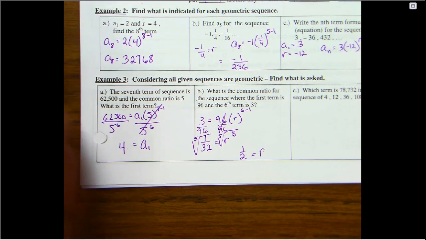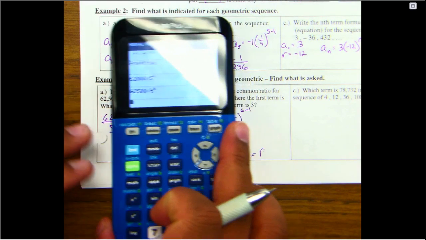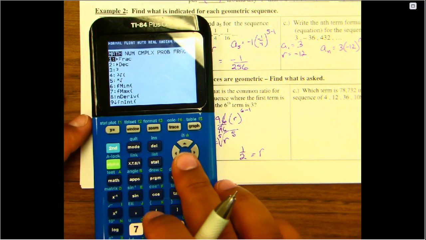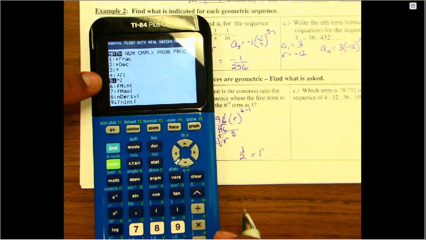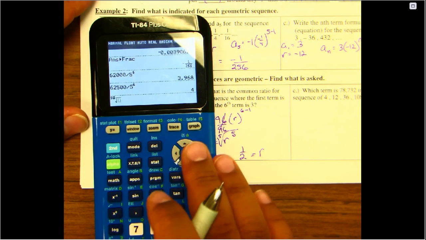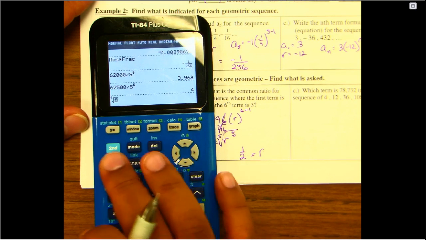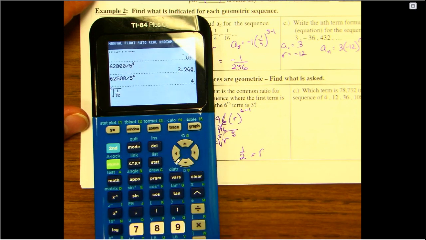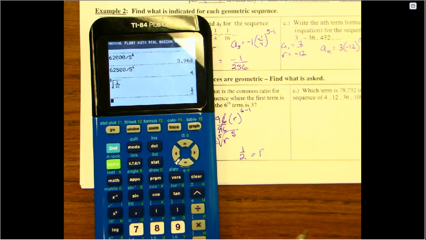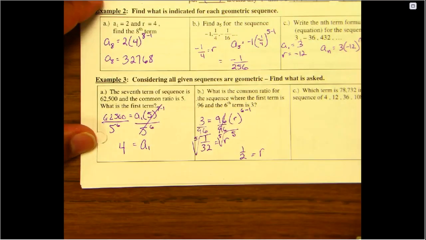If you don't know how to take the 5th root in your calculator, you hit math, come down to number 5 where it has the x and the root symbol. Put a 5 in the top and your fraction in the bottom. And you get 1/2. Any questions about that? That's how you take the 5th root on your calculator. Okay.